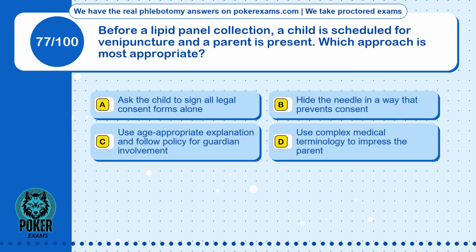Question 77. Before a lipid panel collection, a child is scheduled for venipuncture and a parent is present. Which approach is most appropriate? Option A. Ask the child to sign all legal consent forms alone. Option B. Hide the needle in a way that prevents consent. Option C. Use age-appropriate explanation and follow policy for guardian involvement. Option D. Use complex medical terminology to impress the parent.